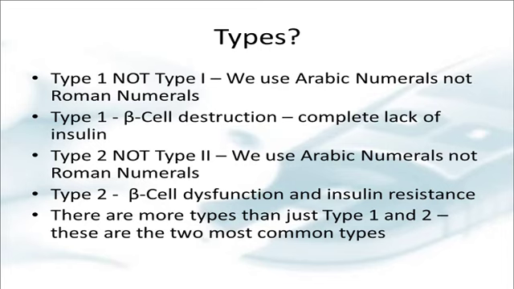Obviously there are more than just type 1 and type 2 diabetes, but for the purposes of these lectures we're mostly going to talk about type 1 and type 2 diabetes. There's of course latent autoimmune diabetes of adulthood, there's gestational diabetes, there's so many different kinds of diabetes, but just for the time being we're going to discuss these two.